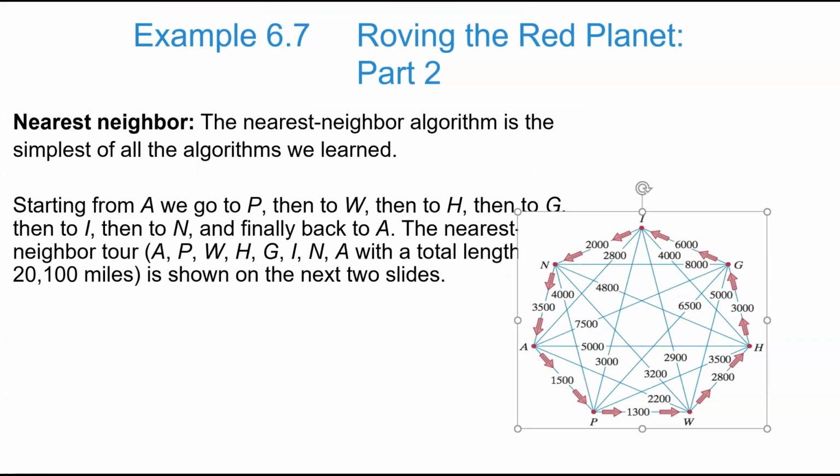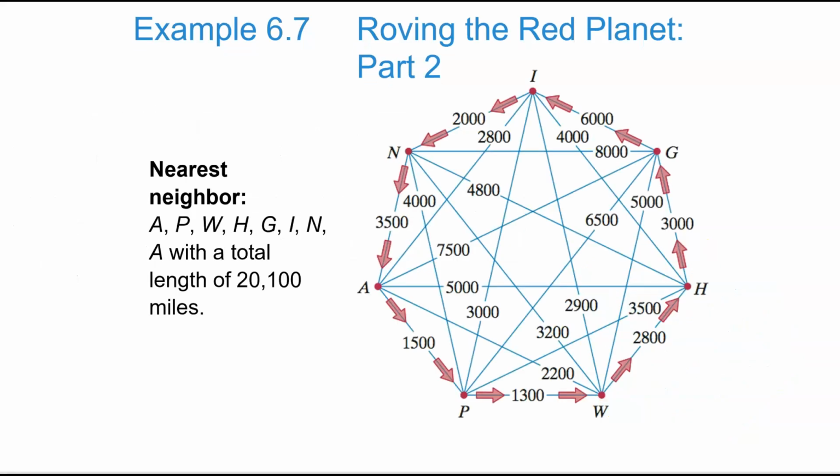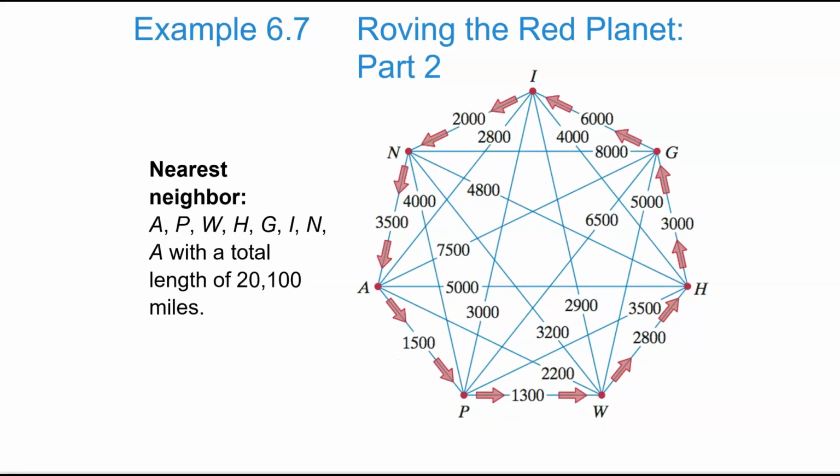All right, so if we start from A, the nearest neighbor would be AP, and then we would go to W because that's the least edge, and then we would go to H because that's the shortest out, and then to G, and then to I, and then to N, and then back to A. So that would be our nearest neighbor. And that's going to give us about 20,000. And our cheapest link just gave us a little bit more. So in this case, the nearest neighbor actually worked a little better.